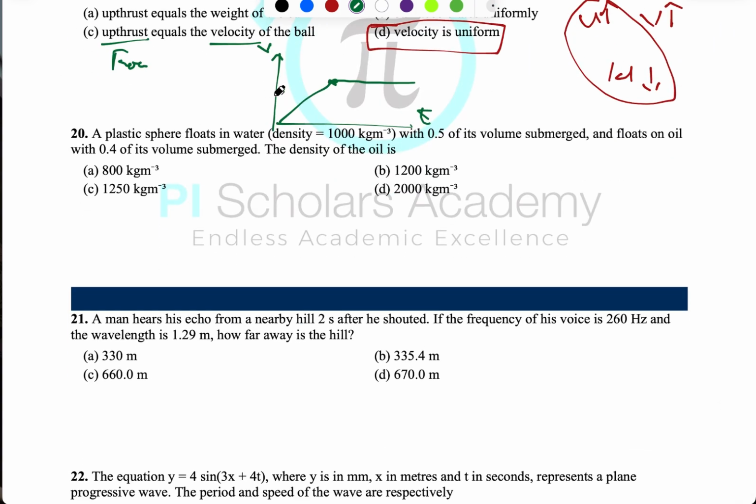A plastic floats in water with 0.5 of its volume submerged, and floats in oil with 0.4 of its volume submerged. What is the density of the oil?